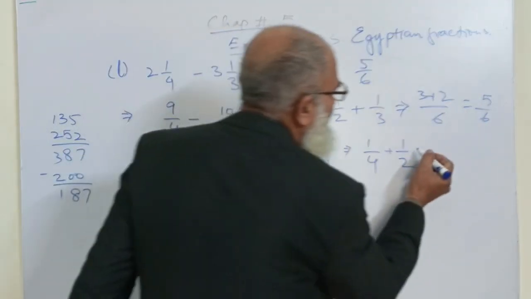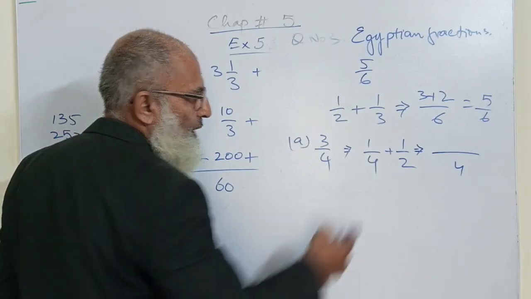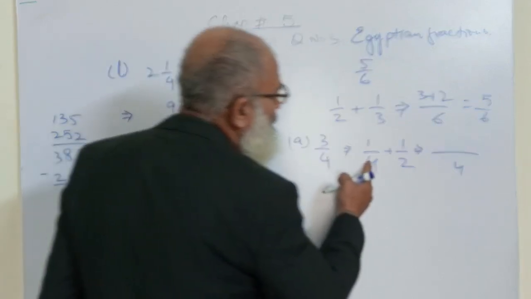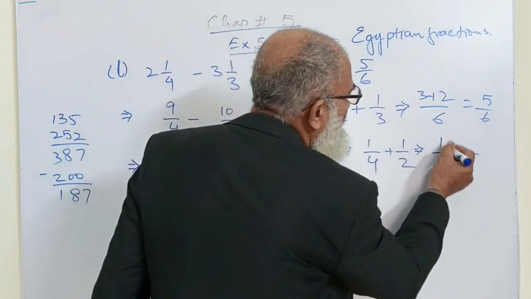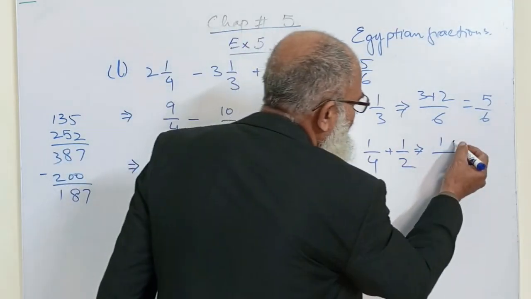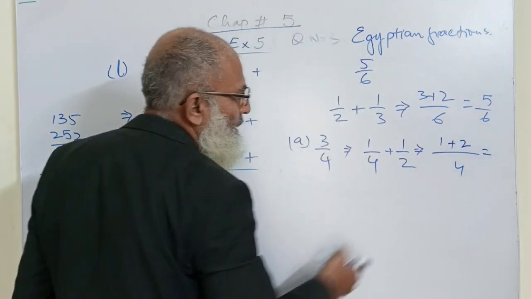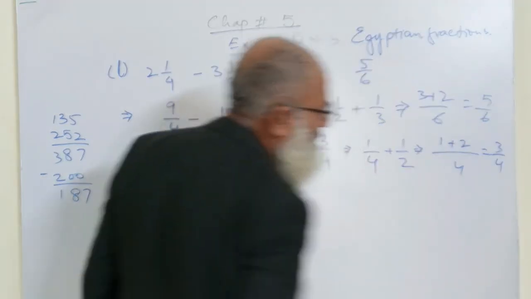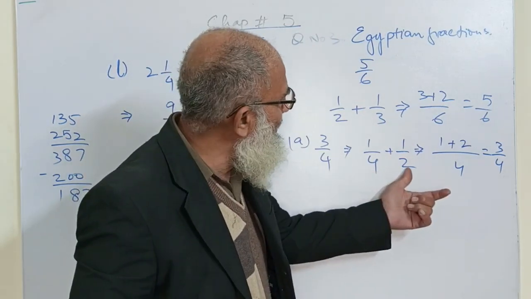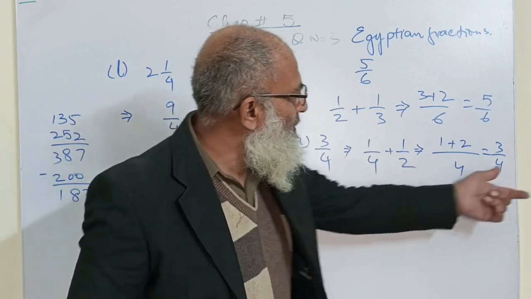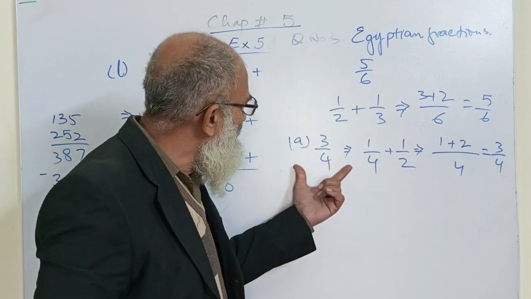How? You see, if I solve this question, the denominator will be 4. 1 times 4, and 1 comes out of it, and 2 times 4, 2 came out of it. So it will become 3 upon 4. So now these are the different fractions. When we add them, it will become 3 upon 4. Now this is the Egyptian fraction for this fraction.